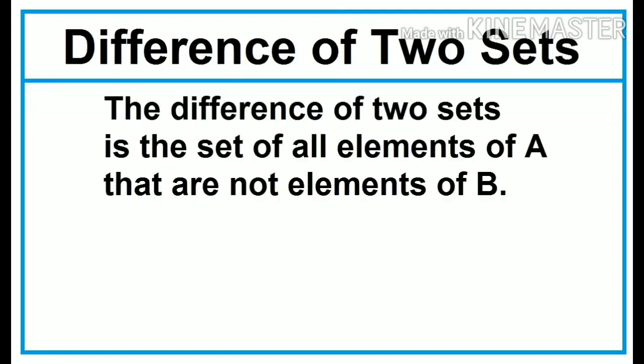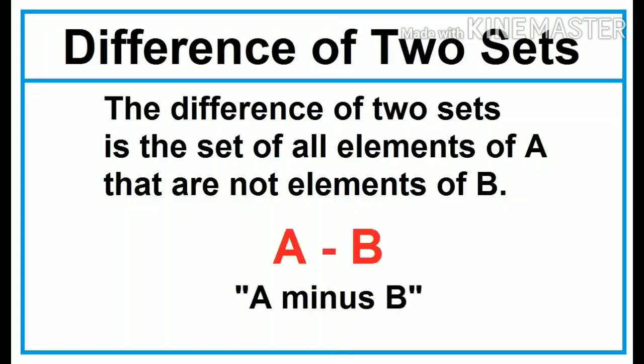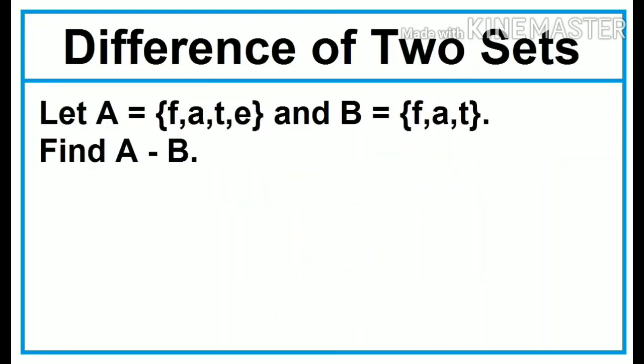Difference of two sets. The difference of two sets is the set of all elements of A that are not elements of B. A minus B. This is the symbol used for difference. Example, A is equal to FATE. B is equal to FAT. Here A and B have the common elements FAT. If you neglect that, the remaining element in A is E, that is A difference B.